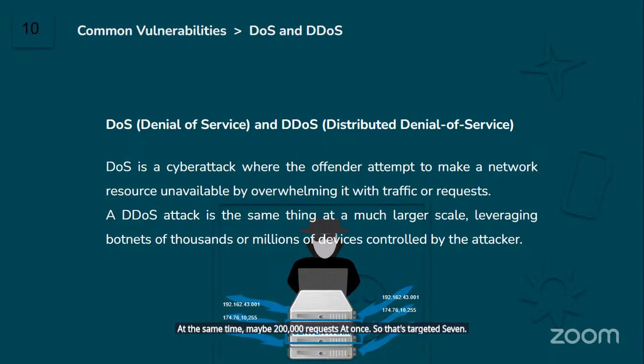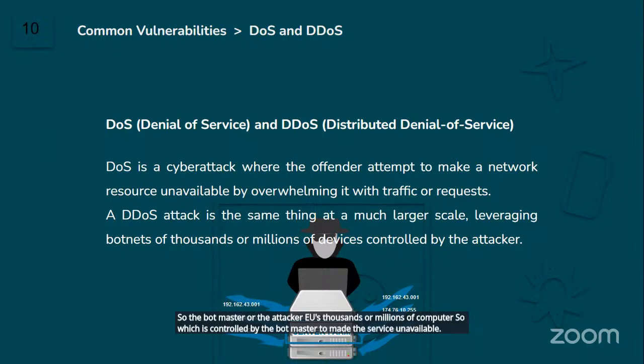So the intention is just to make the server or the target network unavailable. DDoS is the same thing, but at a much larger scale. DDoS is a distributed denial of service. The bot master, or the attacker, uses thousands or millions of computers controlled by the bot master to make the service unavailable.